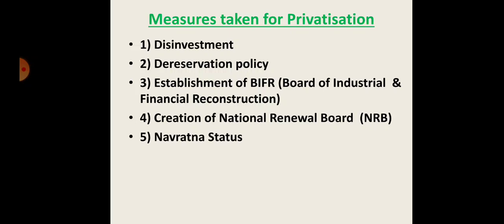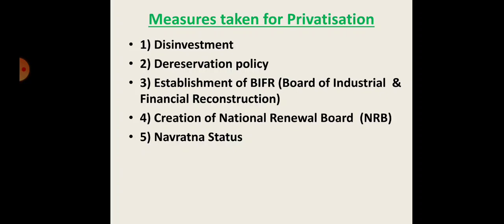When loss-making public sector units are closed, the workers have to face the problem of unemployment and also poverty. We know unemployed people belong to below the poverty line, and each and every time the government tries to reduce, or rather abolish, unemployment and poverty. To solve this problem, the government created the National Renewal Board, the NRB. The NRB takes the responsibility of providing compensation to retrenched workers as well as those seeking voluntary retirement. It means they will provide funding or compensation to those workers who joined that industry. So the NRB plays an important role in privatization.